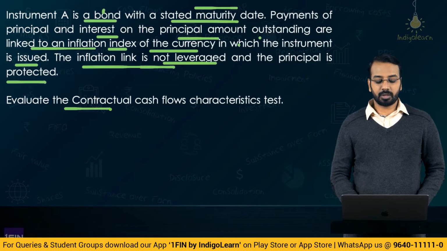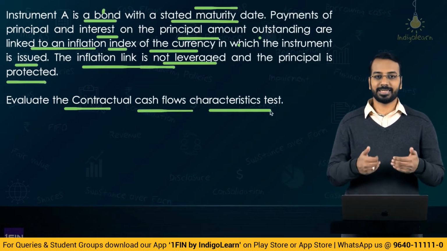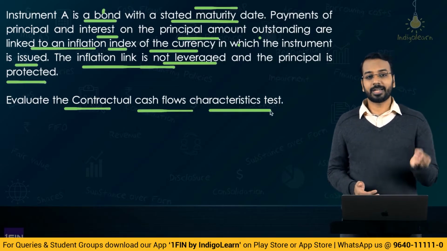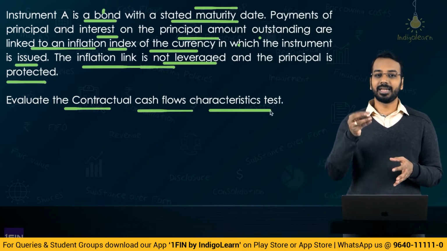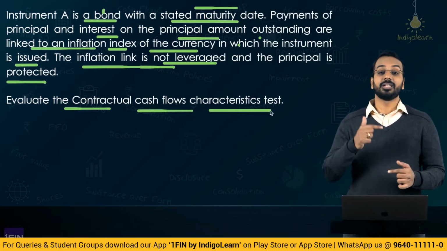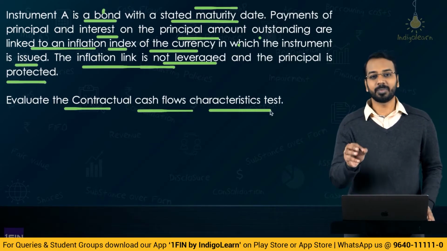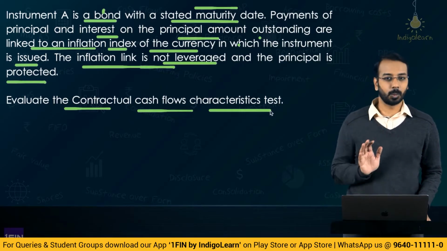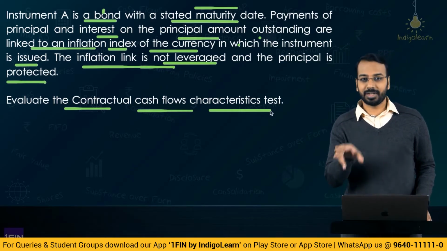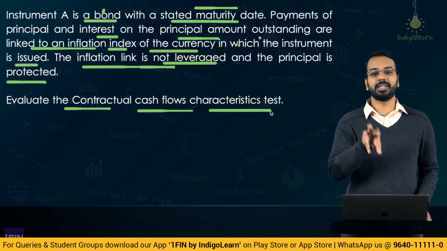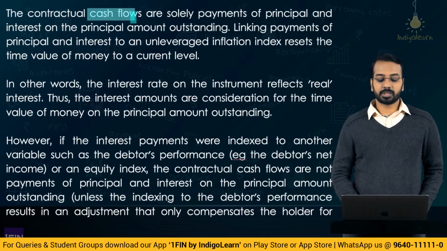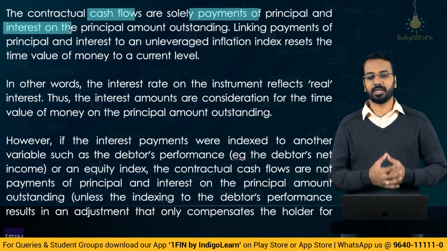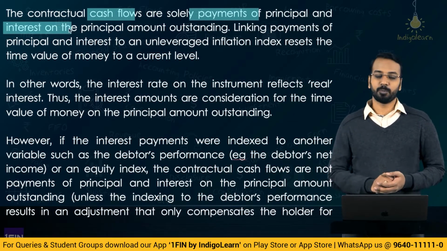So inflation link is not leveraged and the principal is also protected. So evaluate the contractual cash flow characteristic test. Here, as I explained to you, the contractual cash flow is linked to the inflation index. What you are getting is the real interest and the real principal, and hence the cash flows are solely the repayment of principal and interest only. But if it was a leveraged thing, then it would not be solely repayment of principal and interest. So let's look at the answer. The contractual cash flows are solely payments of principal and interest. Basically, it means it is only the payment of principal and interest. There is no other angle coming into place.